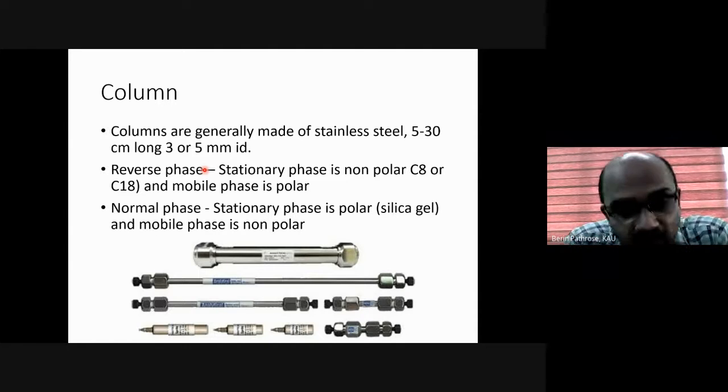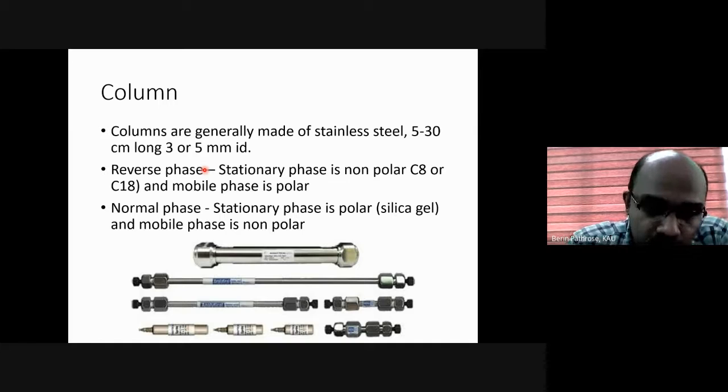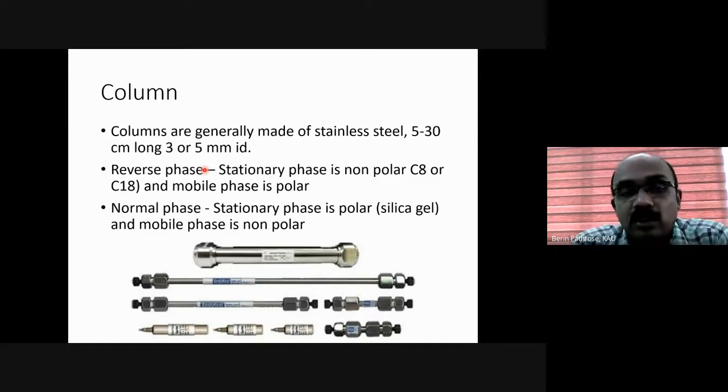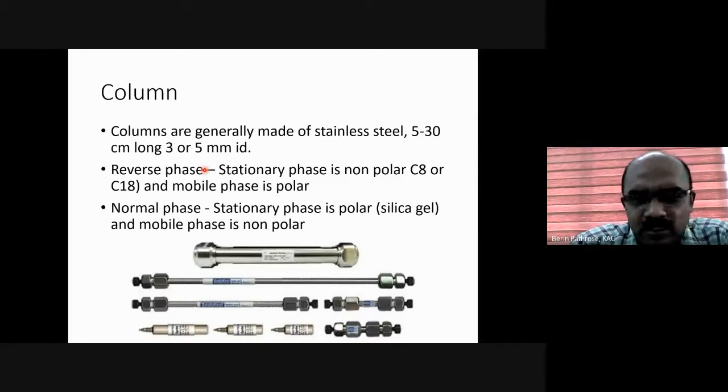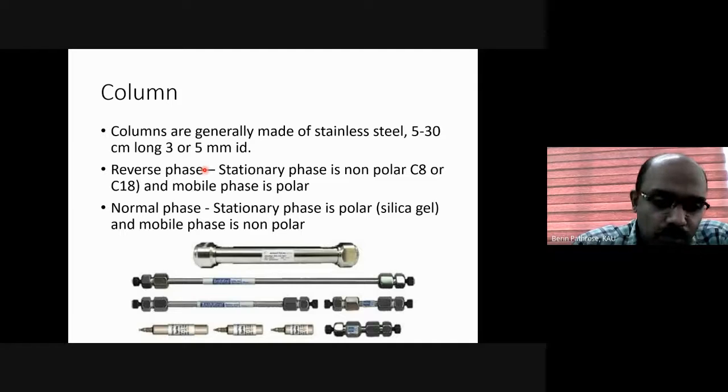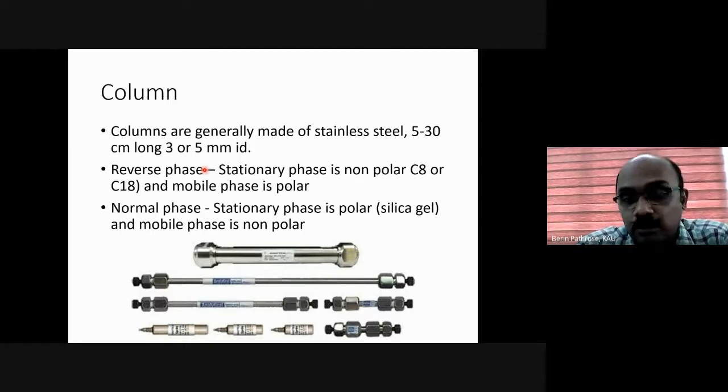So that's reverse phase chromatography, wherein we will use a non-polar stationary phase, usually C8 or C18, and the mobile phase is polar. Usually we use acetonitrile, methanol, or HPLC grade water. Normal phase HPLC is not common in pesticide residue analysis, where the stationary phase is polar, silica gel, and the mobile phase is non-polar.